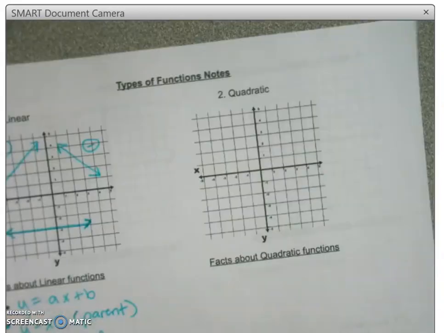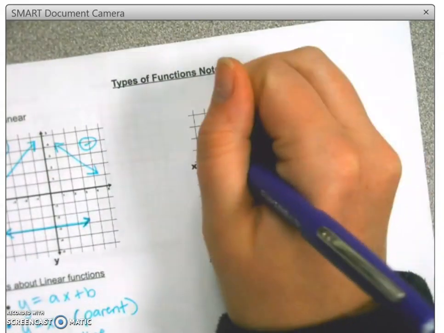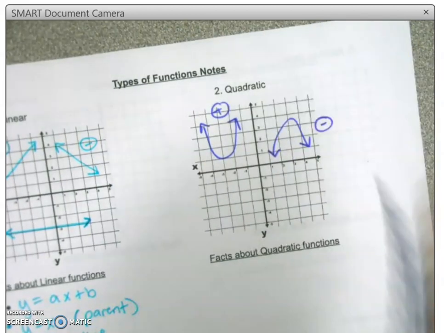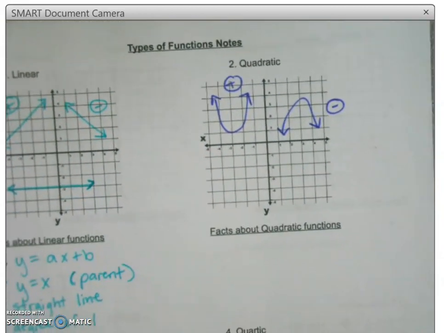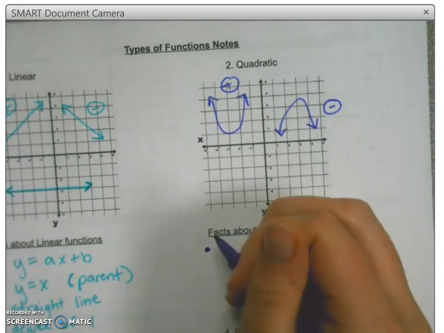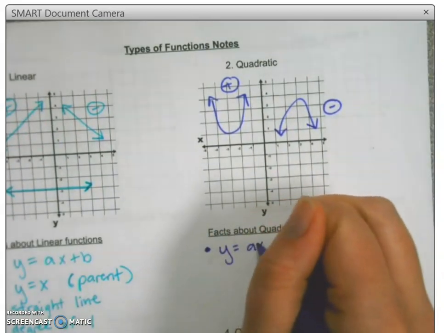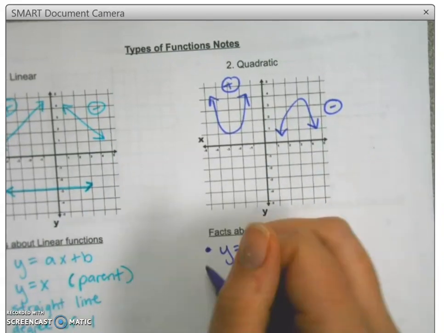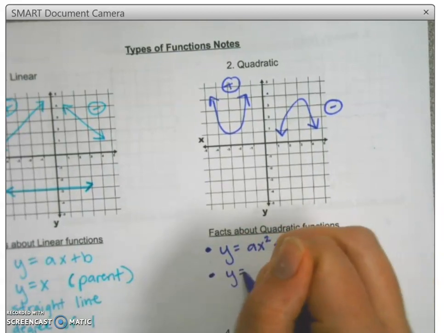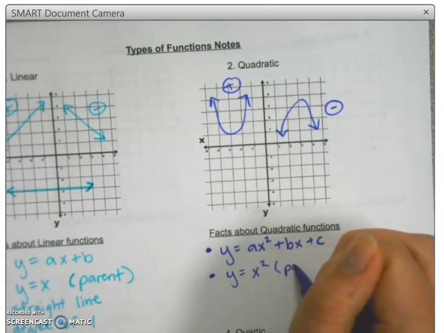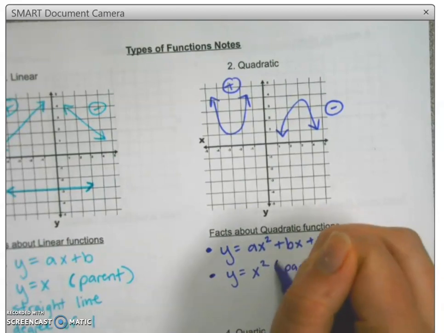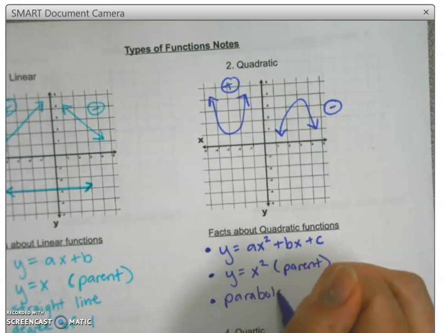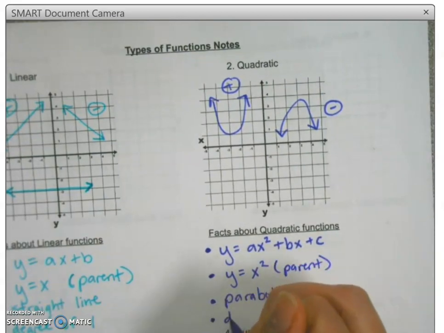Next we have quadratic. This is the positive one. This is the negative one. What I want you to know about these, the standard form is y equals ax squared plus bx plus c. The parent function, which is the simplest, is y equals x squared. It is in the shape of a parabola. And it has a degree of 2.